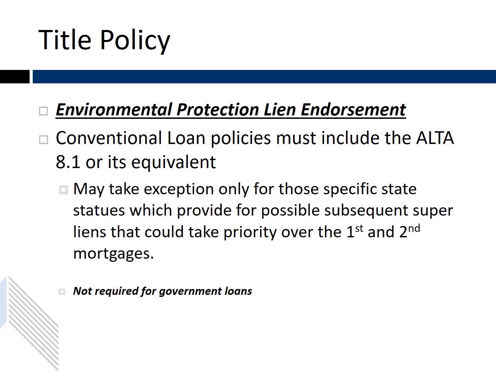Title policies for conventional loans must also include an environmental protection lien endorsement. The conventional loan policy must include the ALTA 8.1 or its equivalent. There may be exception taken only if there are specific state statutes which provide for possible subsequent super liens that could take priority over the first and second mortgages. This particular endorsement is not required for your government loans.